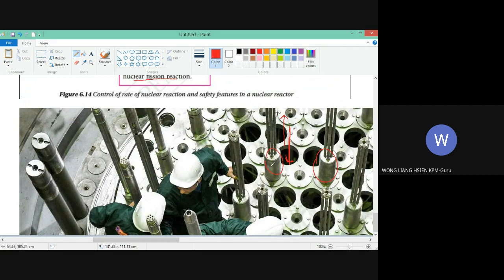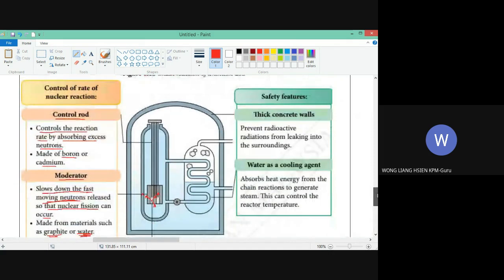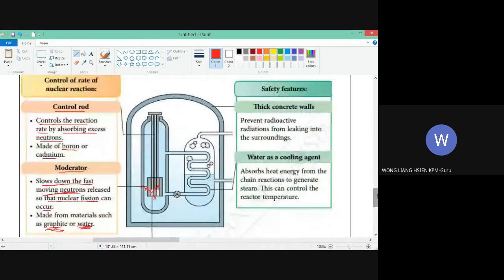Of course, they use a machine to push in the control rod, and then the number of neutrons can increase. If they want to increase the amount of energy released, they remove the control rod, they pull the control rod out, and then more neutrons are free to go into other uranium. Okay, so another kind of safety feature.